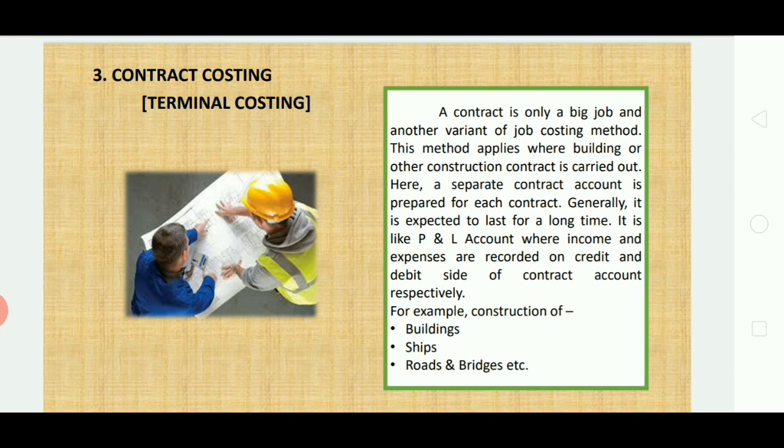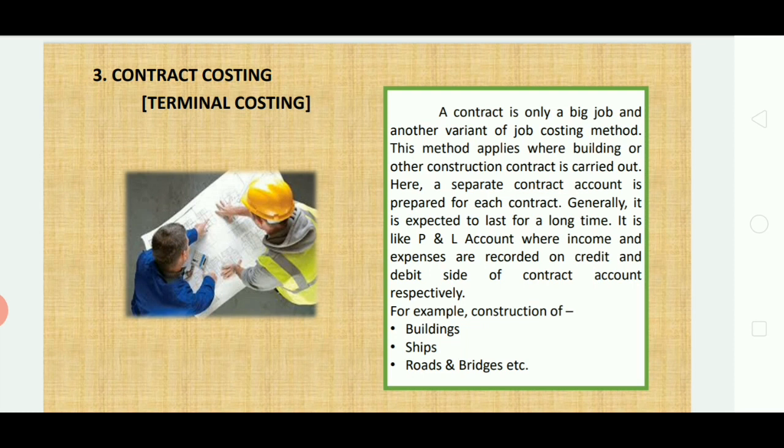Suppose one contractor is receiving the order for the construction of a house. At the same time, he is receiving another order for the construction of a road. Then for each type of construction he needs to prepare a separate contract account, for house and a separate contract account for road. Right? Generally it is expected to last for a long time. Generally any contract is of a long duration.